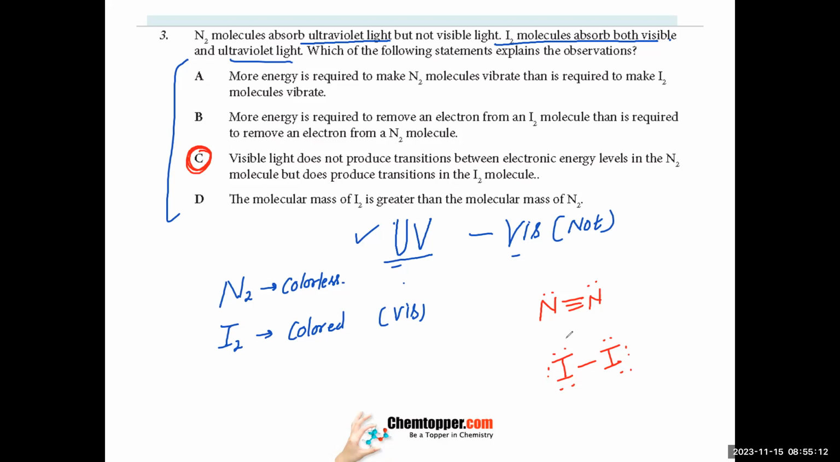Visible light cannot excite electrons here. Why? Because it's a strong bond, a triple bond, very strong. More energy is needed, so you need ultraviolet. There is a pi bond, so electrons will get excited, but only using ultraviolet, not the visible.